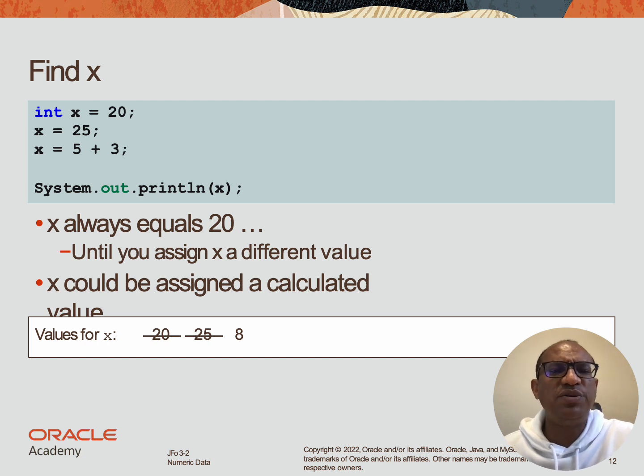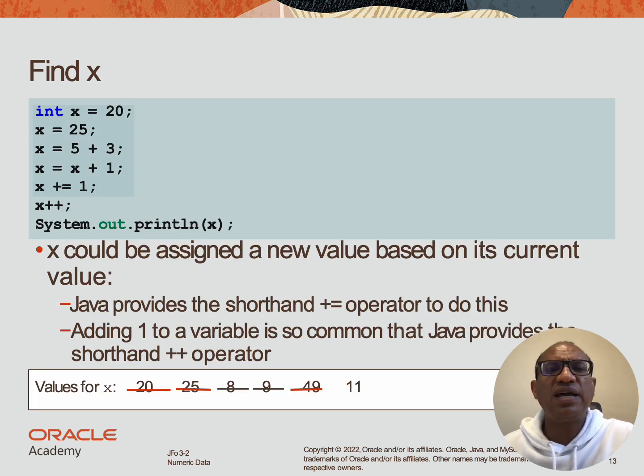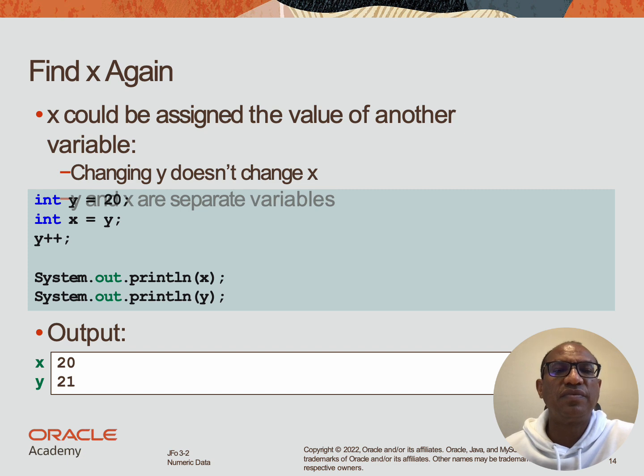Let's explore how values can be assigned to variables. A variable holds its value until it's reassigned. We can assign calculated values or use shorthand operators like += or ++ to increment the variable. You can also assign one variable to another, but remember, changing one variable won't affect the other. They are independent.